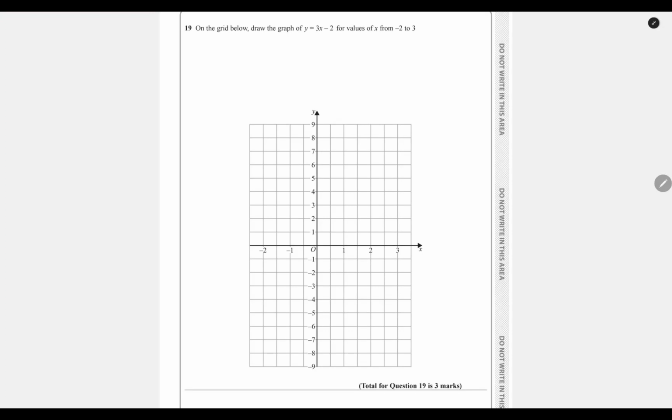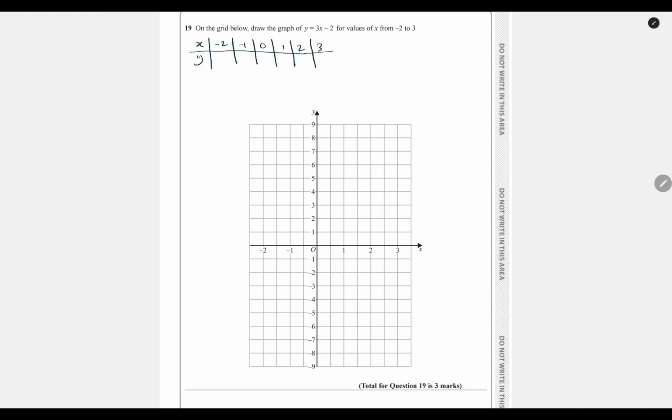Question 19 says, on the grid below, draw the graph y is equal to 3x minus 2 for values of x from -2 to 3. So we're going to draw our table for our coordinates. We have our x coordinates and our y coordinates. And we've been told that we need to draw the graph for x values from -2 to 3. So that's -2, -1, 0, 1, 2, and 3.